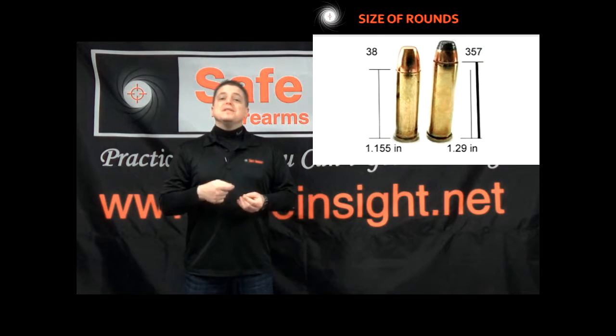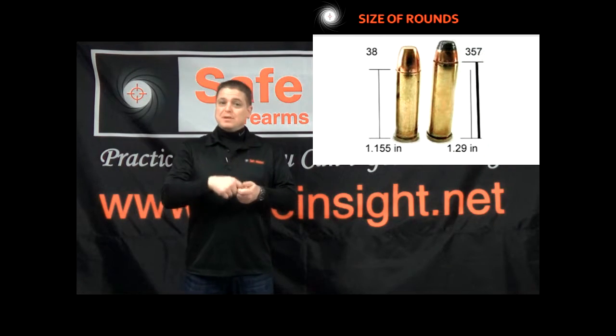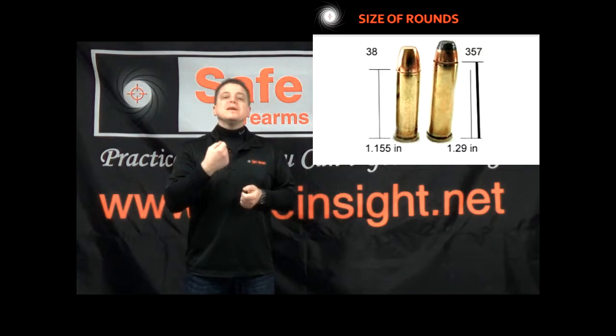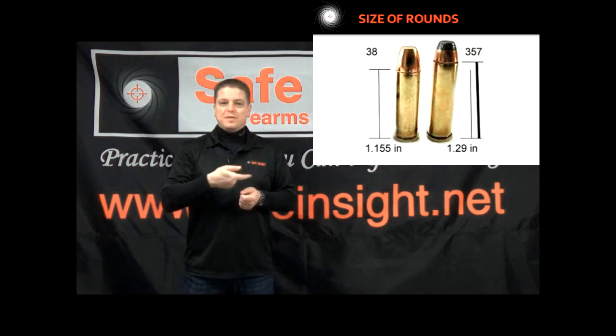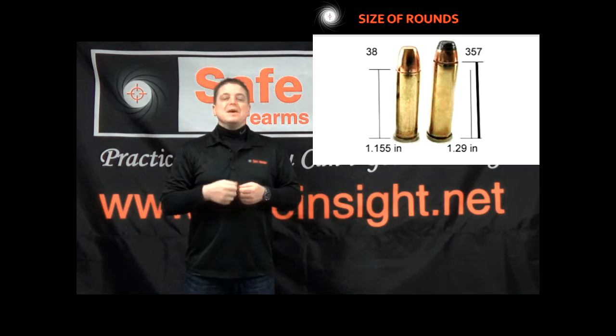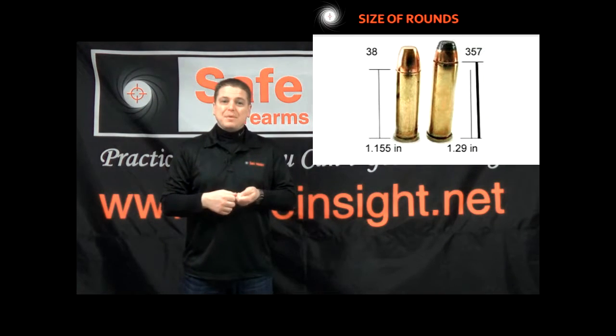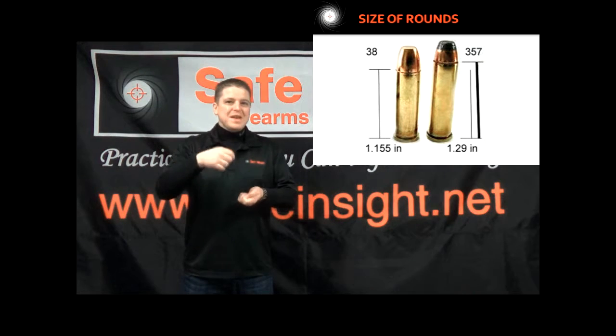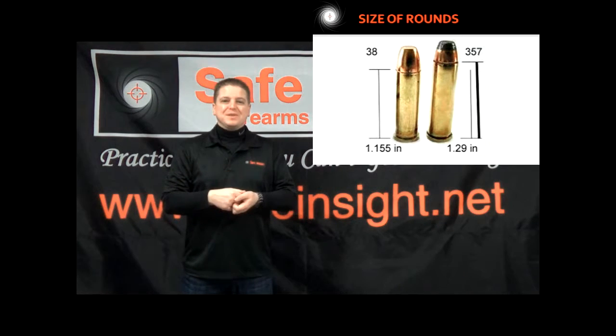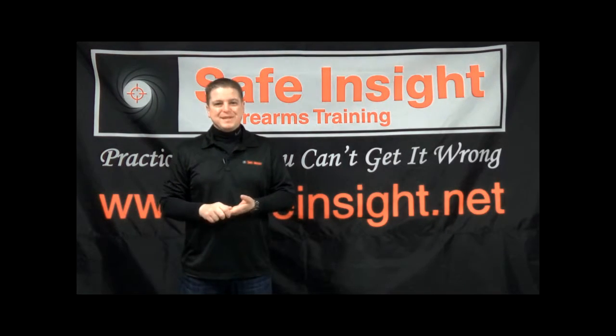The reason is the .357 revolver can accept a .38 caliber round because the .38 caliber round is shorter than the .357 caliber round. But if you try to place the .357 caliber into a .38 caliber revolver, it's simply too long, it won't fit, and you can never get that cylinder closed. So you can't mess that up.